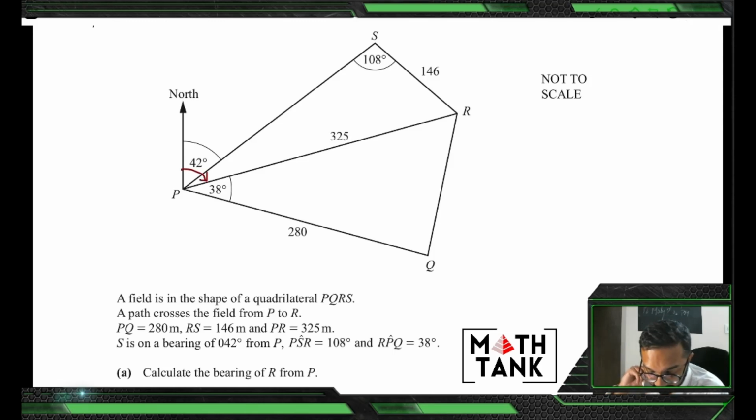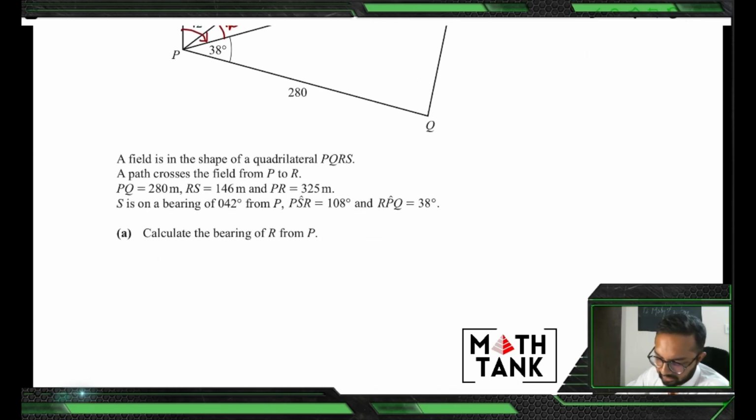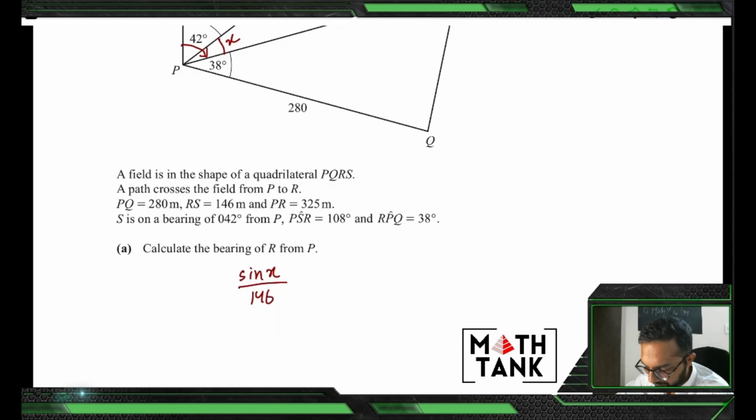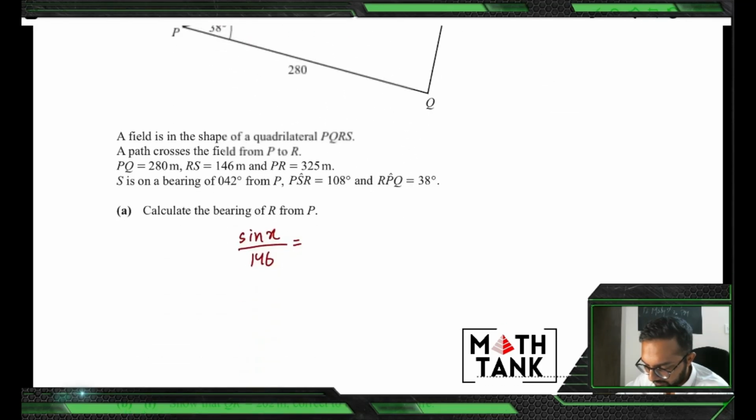Now, in order to calculate this entire angle, I'll need this angle X. So I see that's a clear case of sine rule. I have two angles in that triangle, this one and that one. I have this side and that side. I can just go on and quickly apply my sine rule. I can say that sine X over 146 equals sine 108 over 325.